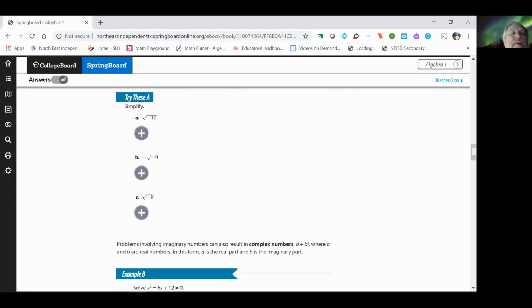All right, try these A. We're going to simplify the square root of negative 16. The square root of negative 16 is the same as the square root of 16 times the square root of negative 1. The square root of 16 is 4, and we know that the square root of negative 1 can be represented by the value i. So the answer is 4i.